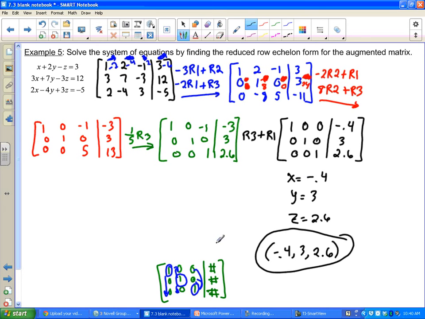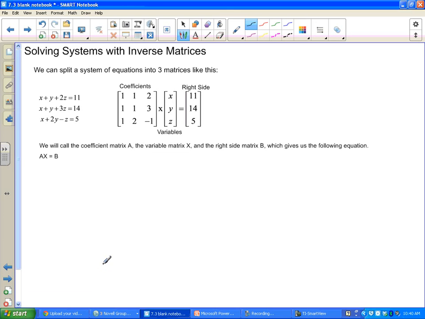So there is row echelon form, and elementary row operations. Now I want to talk about solving systems with inverse matrices.